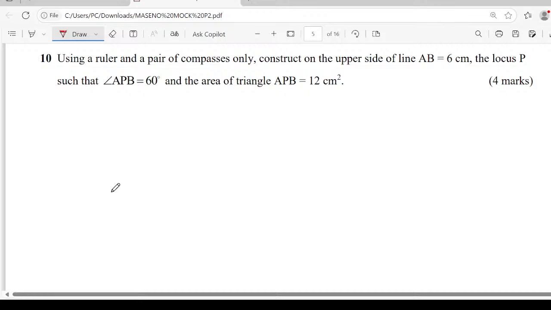Let's look at that question. Because loci is very common in paper 2, I will not skip it. Just a moment, I get into my construction site.